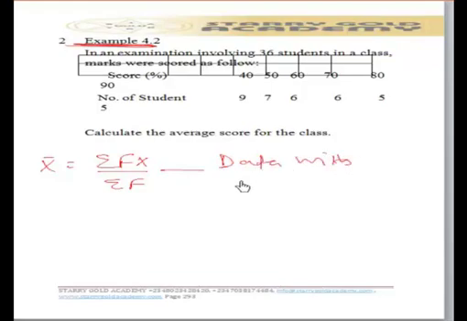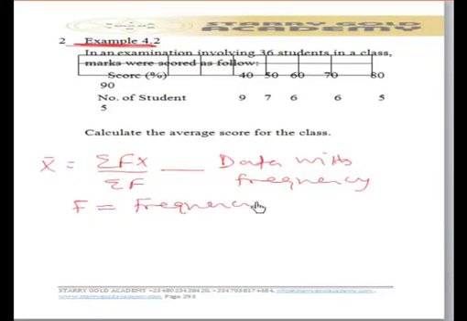If we have data with frequency, then our formula for arithmetic mean will change to summation fx all over summation f. And when you talk of summation fx, don't forget we have the product of f and x. The f represents the frequency, and the x represents the set of data given, which could also be in form of class intervals. We are still coming to that. So x in this case could simply represent a mere set of data.